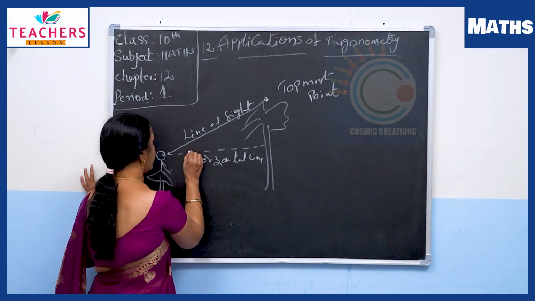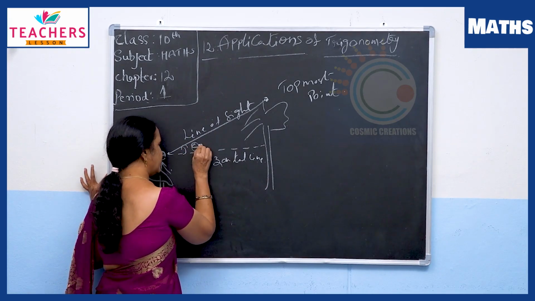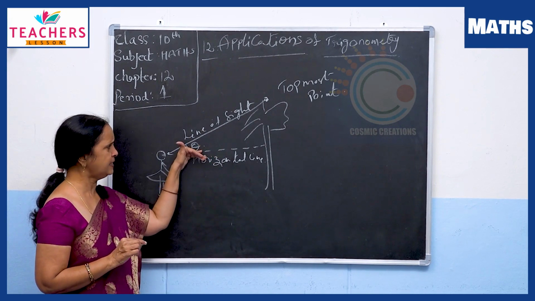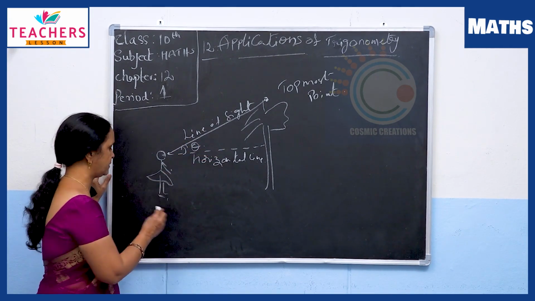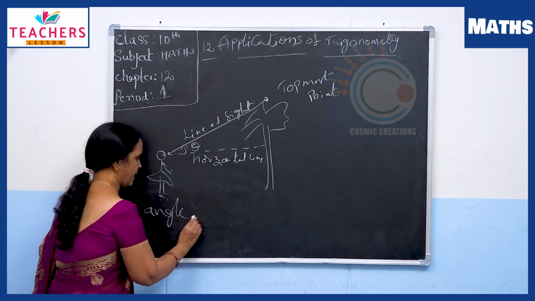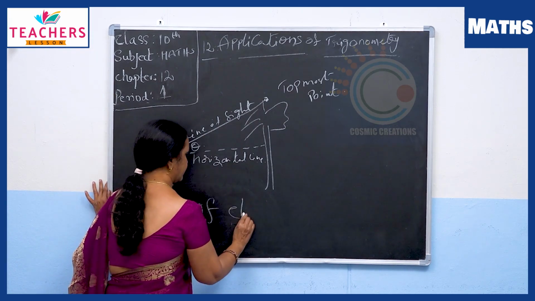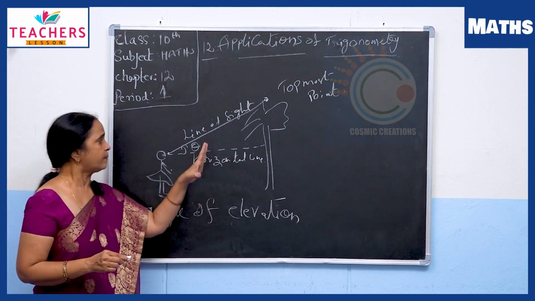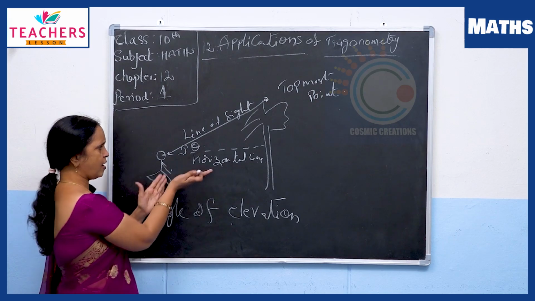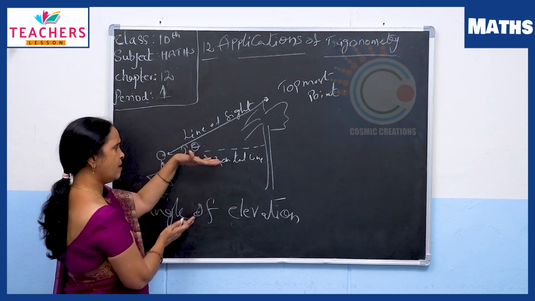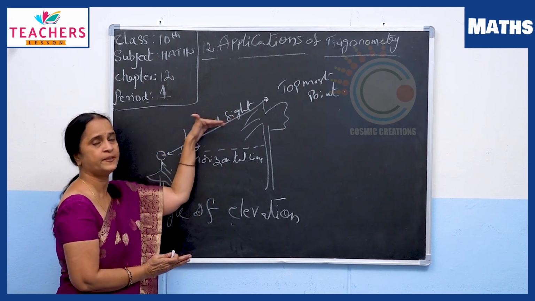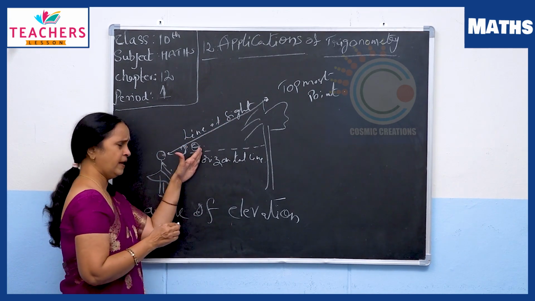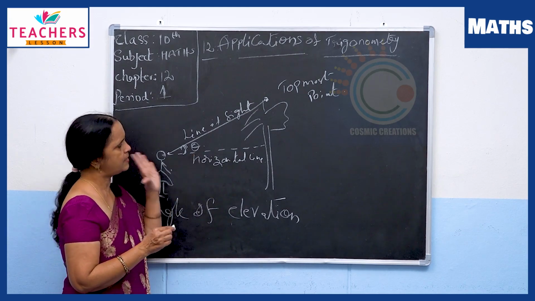And here one angle is made. Let it be theta. This angle theta is called the angle of elevation. If it is an angle of elevation, the line of sight would be above the horizontal line. Okay, this theta is called the angle of elevation.